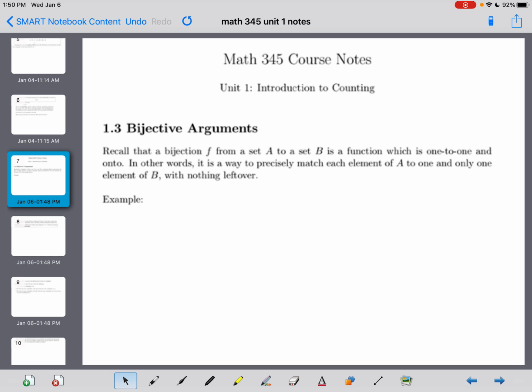So for this last section of Chapter 1, we're going to talk about using bijective arguments to show that two sets have the same size. So recall from an earlier section that a bijection f from a set A to a set B is one which is both one-to-one and onto. And so there's just a natural way to match elements from the first set to elements of the second set. And in fact, this is a really primitive way of showing that two sets are the same size.